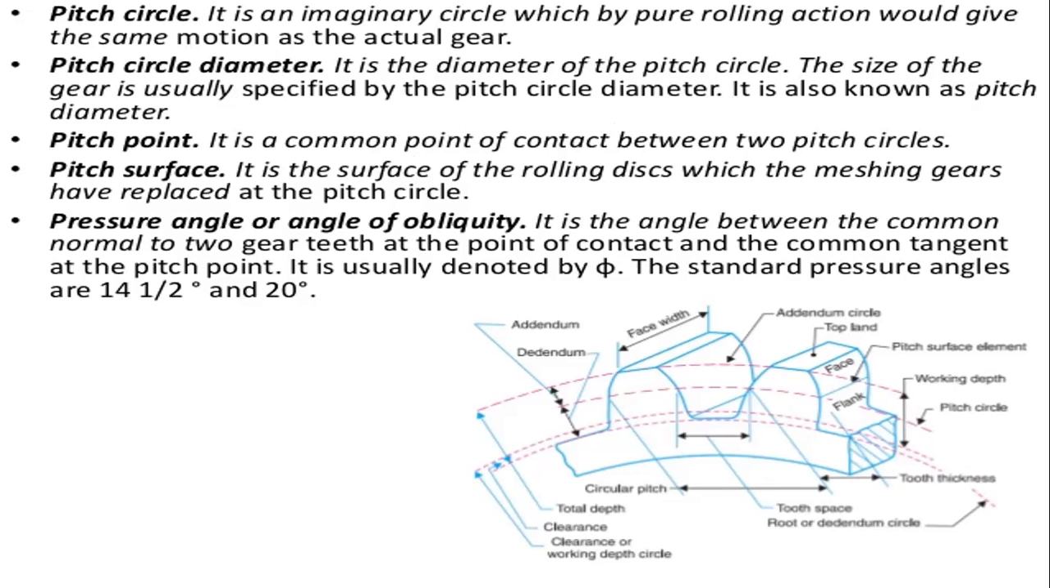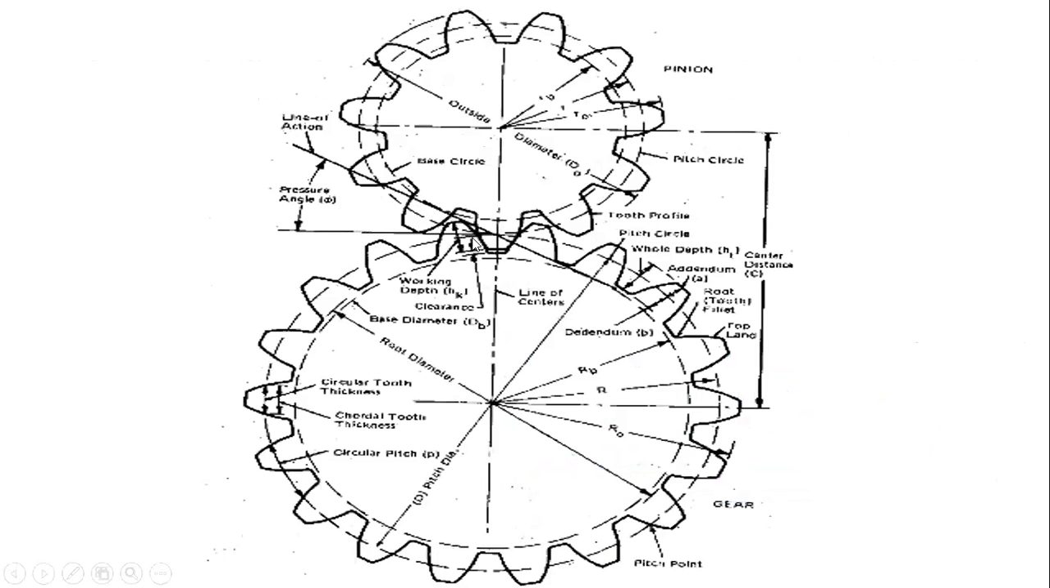So it is a common point of contact between the two pitch circles. Here, this is the pitch circle and this is the pitch point, and this is another pitch point. These are the end points of the tooth space. This is one gear and this is another gear, so the common point between these two gear teeth is the pitch point.